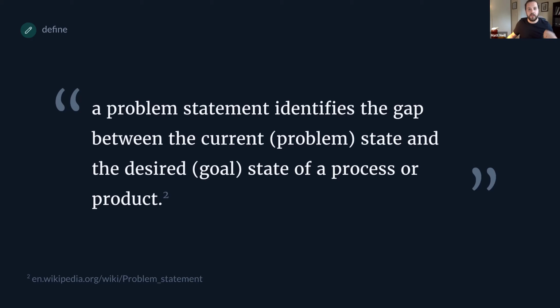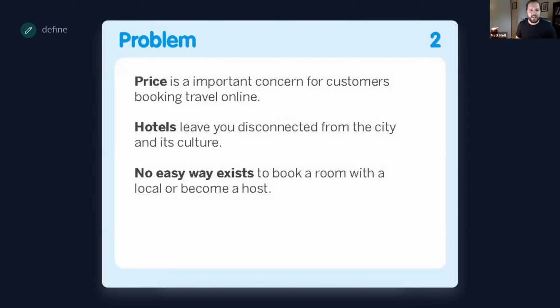So on the next slide is actually a real life example of a problem statement. And what I'd love is for everybody in the chat to take a guess on what company this actually belongs to. So here's a set of 3 problem statements. And if you have any guesses, please pop it into the chat. So 1, price is an important concern for customers booking travel online. 2, hotels leave you disconnected from the city and its culture. And 3, there's no easy way to book a room with a local or become a host yourself. See some good guesses here.